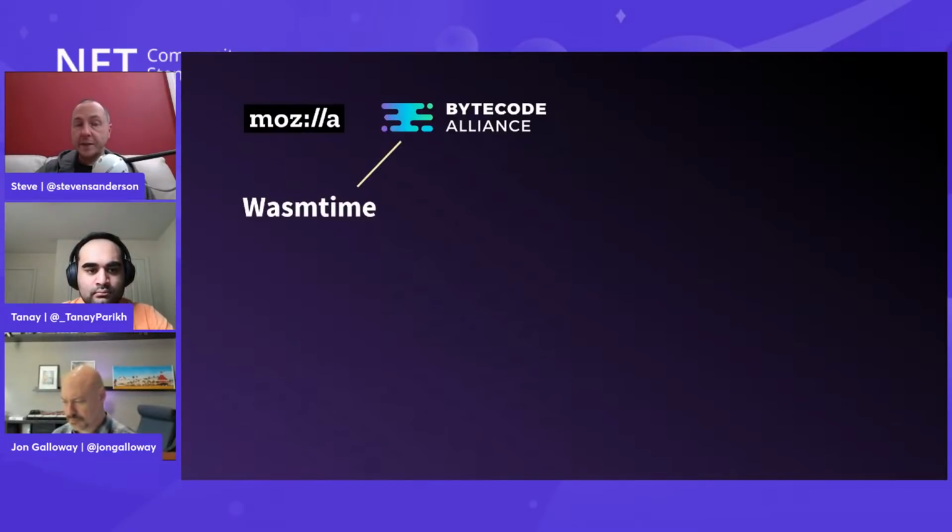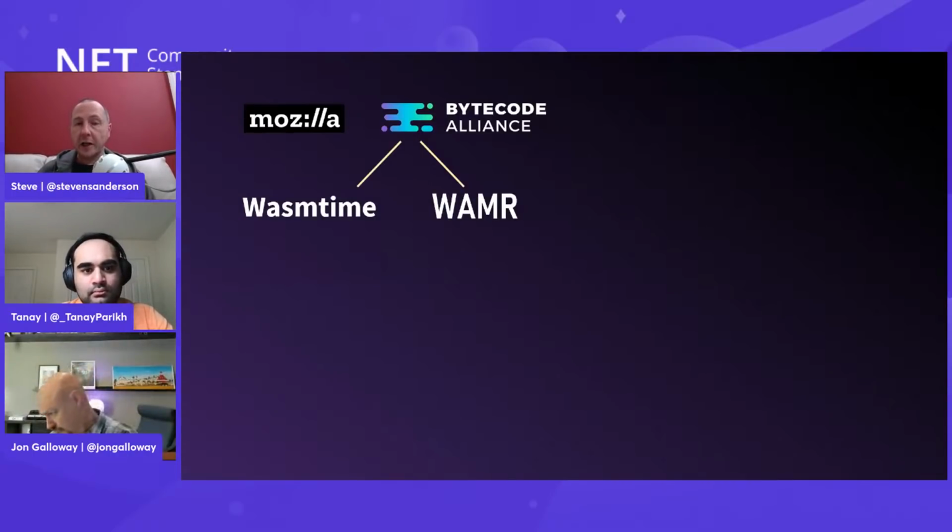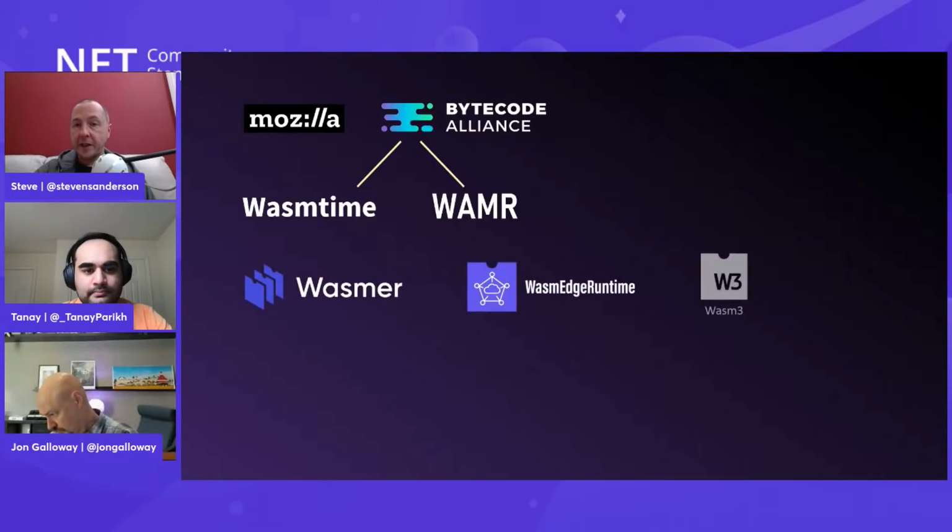One is called Wasmtime, which is a high-performance WebAssembly runtime for the server. And then another one is called the WebAssembly Micro Runtime, and that's designed for more resource-constrained scenarios. But it's not just the Bytecode Alliance. There's also other third-party companies that are producing WASI runtimes, such as Wasmer, which I happen to like quite a lot, as well as some others.